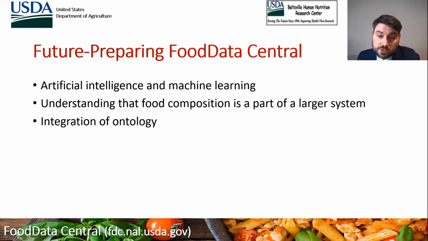So when we launched FoodData Central in 2019 with a structured database, we were always considering what it was going to take to future-proof FoodData Central. We had some considerations such as artificial intelligence and machine learning, where that technology was headed and what we needed to do to make sure we could best interface with that technology. We had an understanding that food composition is really a part of a larger system. That is, what are the agricultural practices that are impacting food composition, and what's food composition's impact on human health? And lastly was the want and need of integrating an ontology. And for that, let me define ontology.